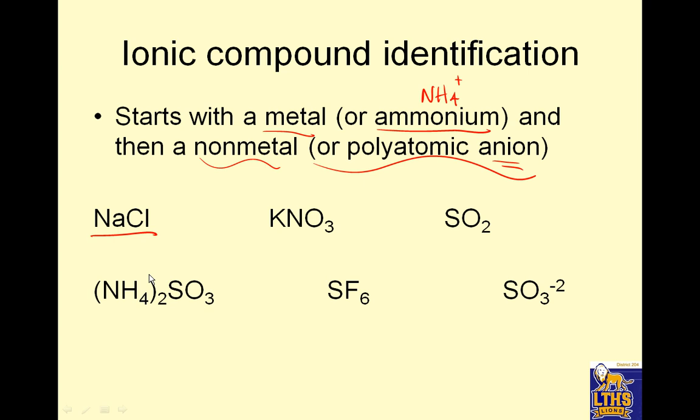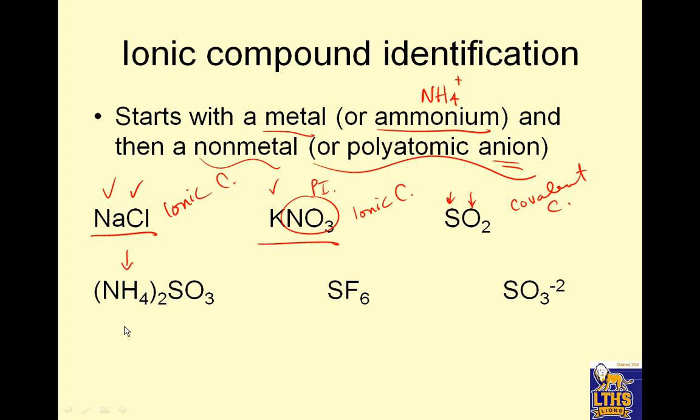All right, so what do we do here? Okay, it's a compound. What kind? Metal, non-metal. This is an ionic compound. Okay. Hey, it's a compound. Metal, polyatomic ion. This is an ionic compound. All right. Hey, what's this? Oh, a non-metal and another non-metal. No charges on it. This is a covalent compound.